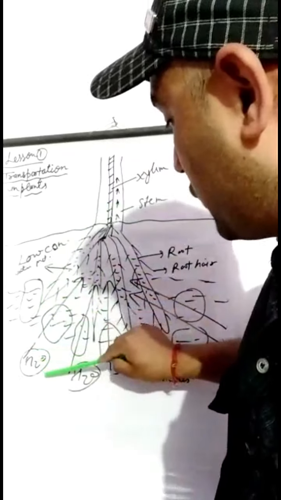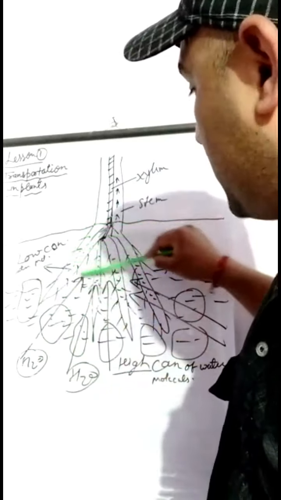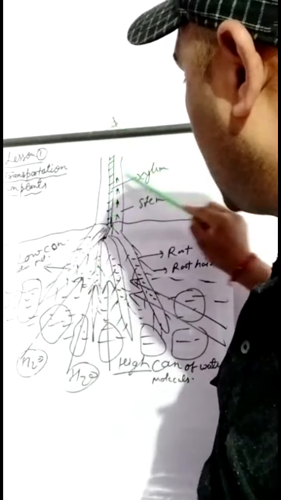So water is going from soil to root. Now after absorption of water by the root, water will go to the upper part of the plant with the help of xylem. Understand? So it is a simple process. How does a plant absorb water?